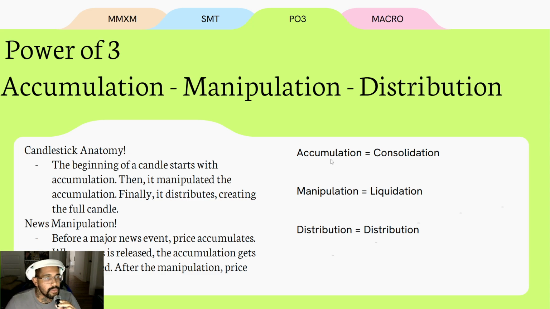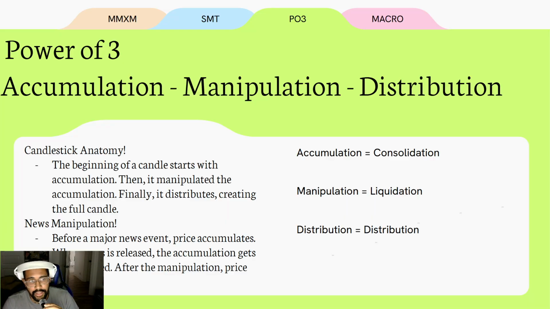When we say accumulation, we mean consolidation. Price is zigzagging. That's consolidation. Watch the first video, where I talk about how the market moves. The market moves in 3 ways: an uptrend, a downtrend, and consolidation. Consolidation is the same exact word as accumulation. It's consolidated. It's accumulated. It's accumulating orders. It's chilling out. Price is chilling. That's accumulation. Manipulation is the same thing as a liquidity grab.